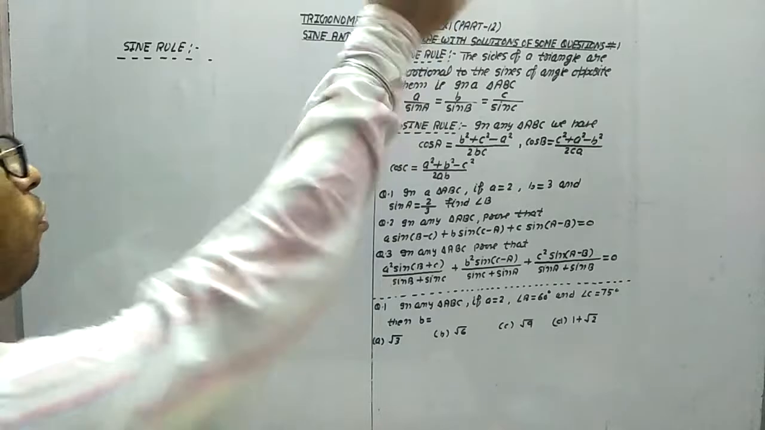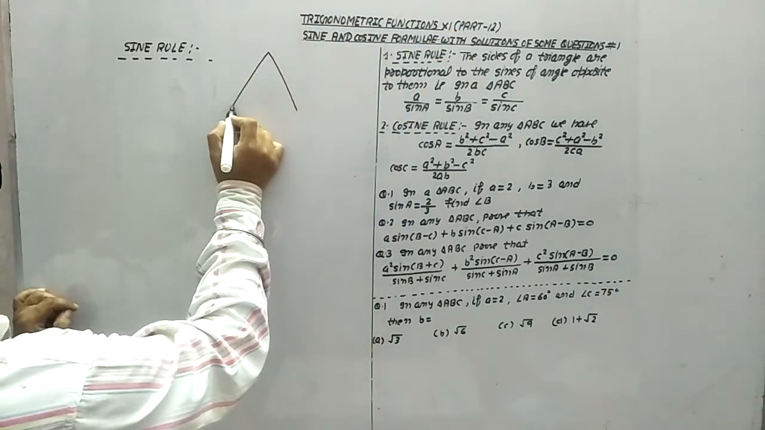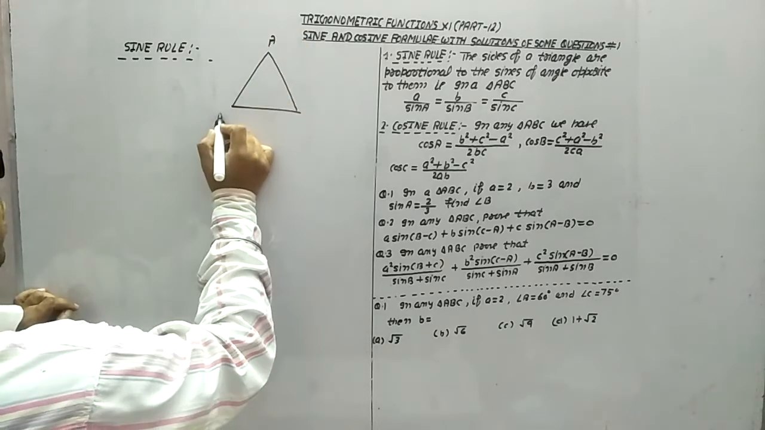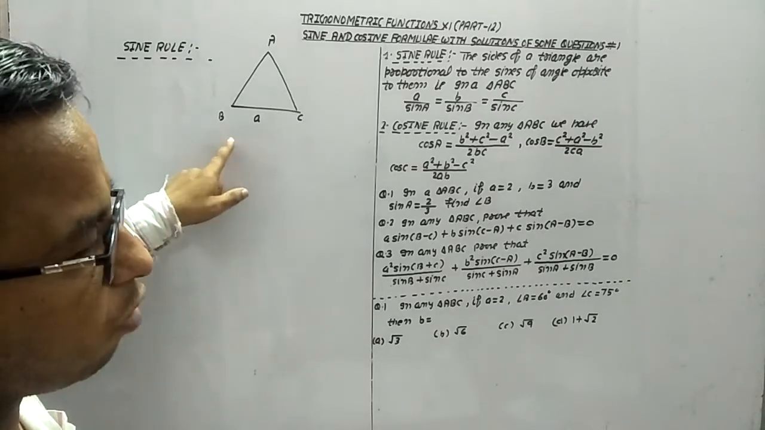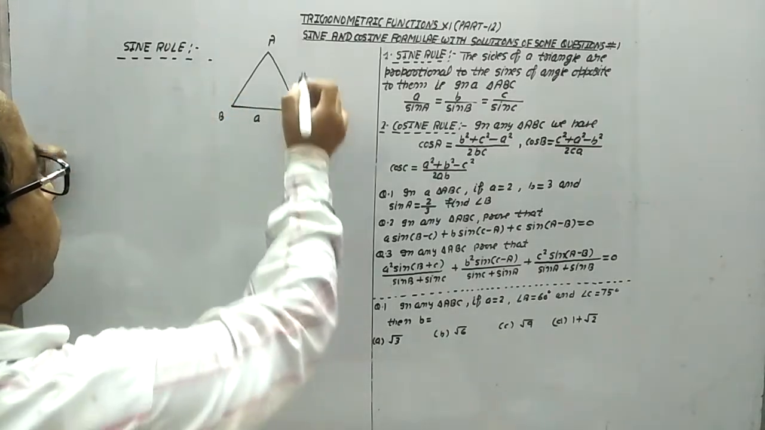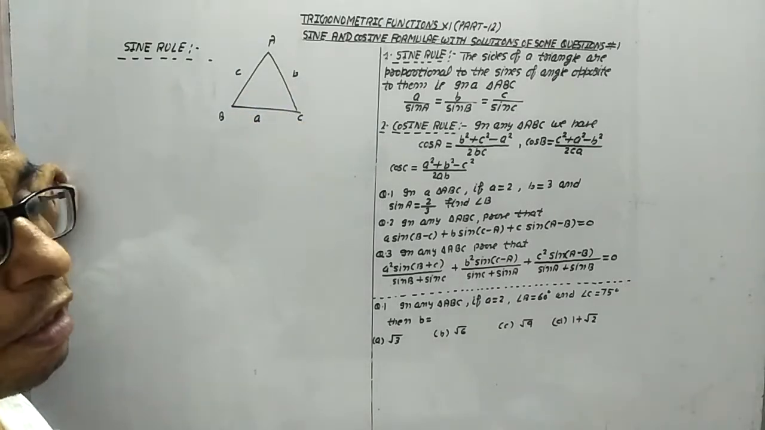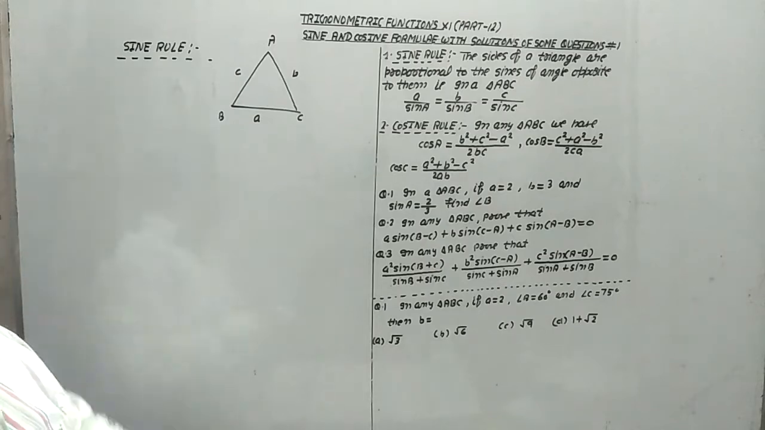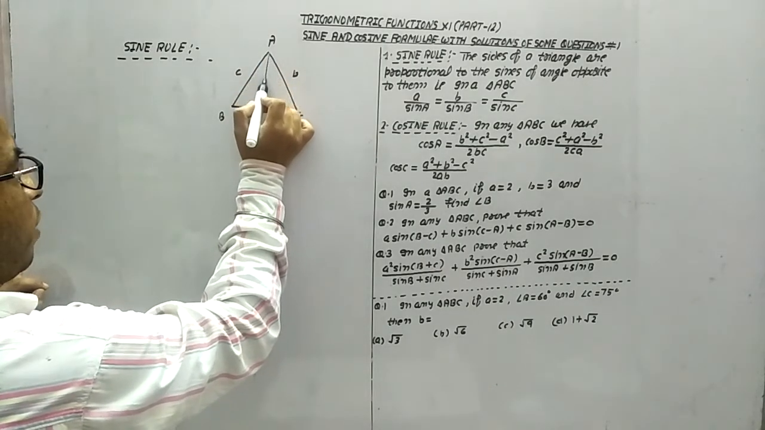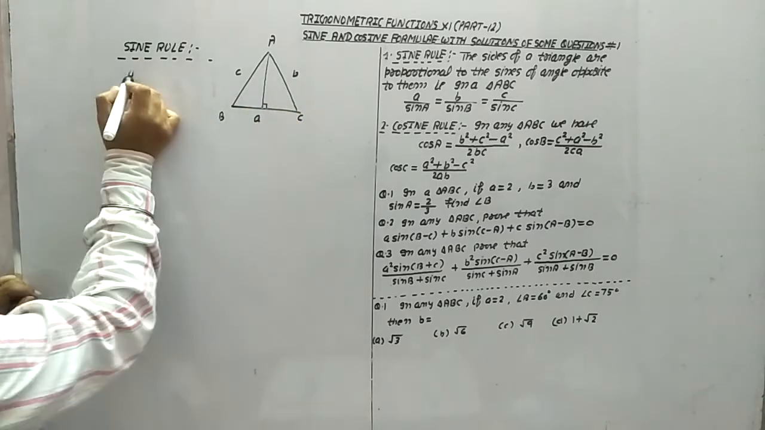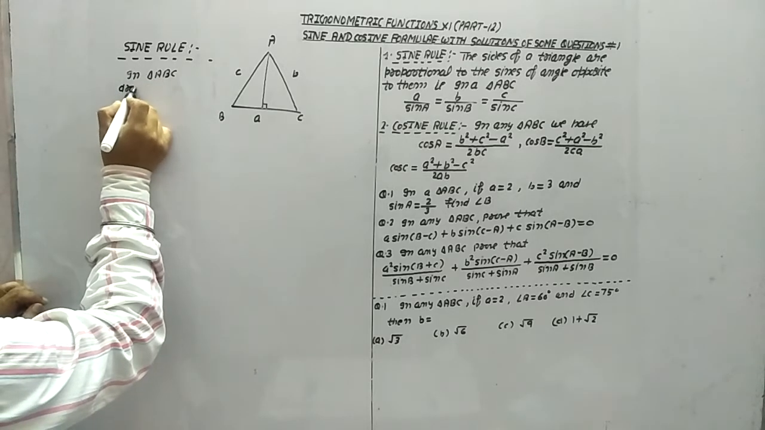Now, to do the proof of this, first of all we will understand that if we have any acute angle triangle ABC, then opposite to angle A we take side a, represented by small a. Opposite to angle B we take side b, and opposite to angle C we take side c. This is the concept in this chapter. Now to do the proof, first of all we will draw the perpendicular AD on BC. So in triangle ABC, draw AD perpendicular on BC.